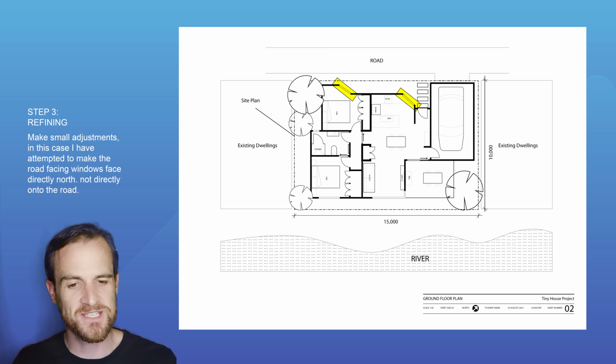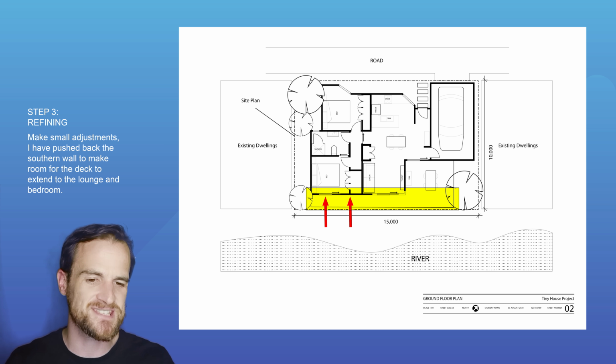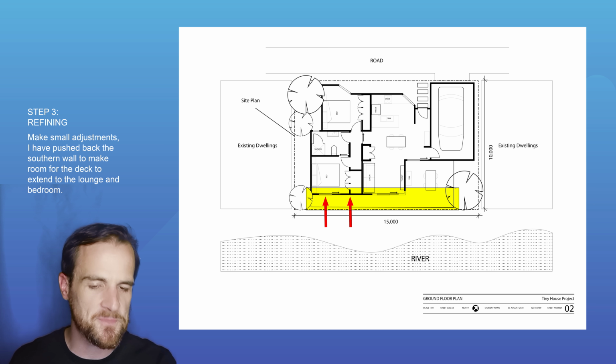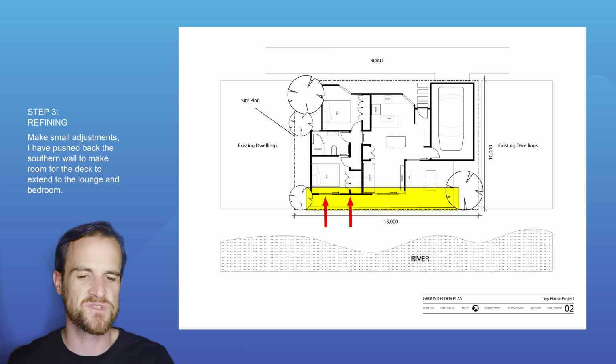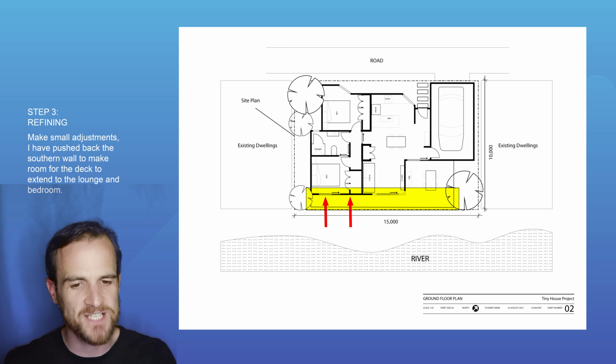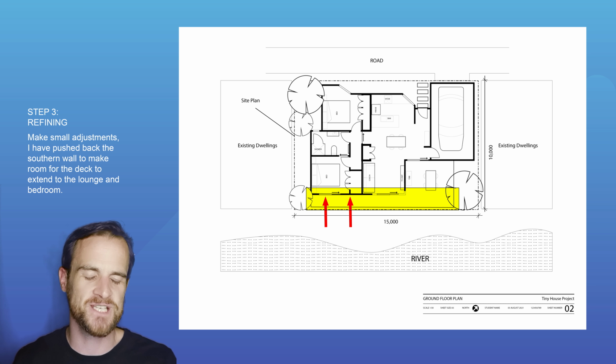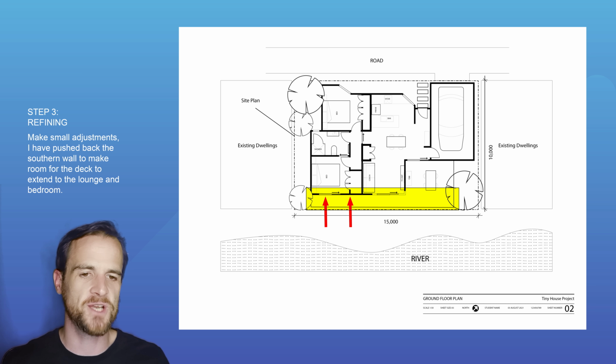Another thing that I've done is I've pushed that south side wall up a little bit. And what that's done is it's allowed the outdoor area to kind of wrap around all the way through to the bedroom. So we're starting to think now about that livability. How nice would it be in the master bedroom if you could just slide that door open and sit overlooking the river outside? So that's those sort of final nuances.